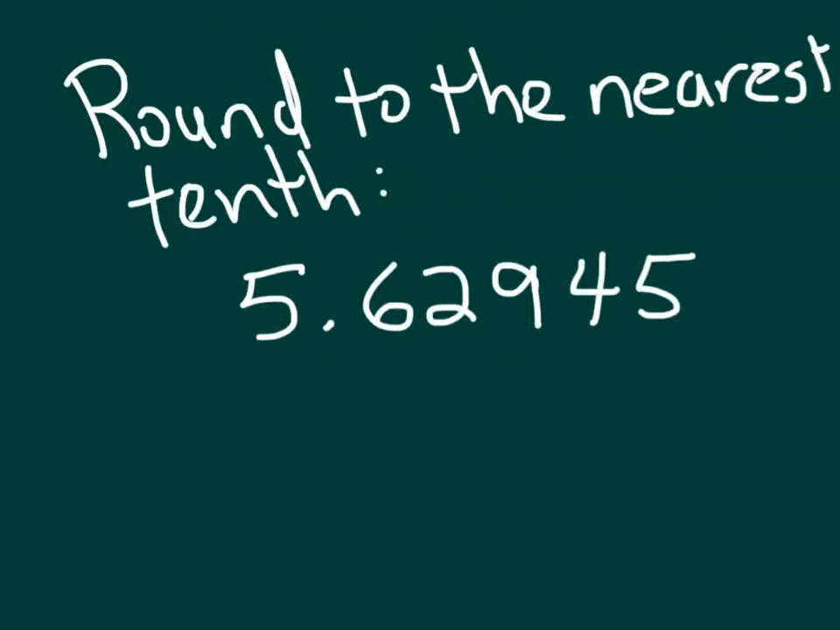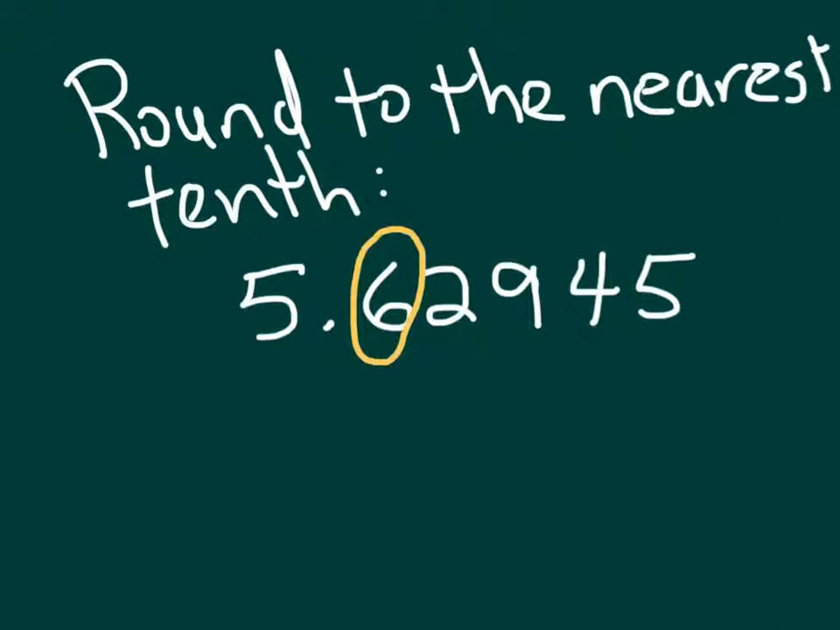Rounding. Suppose you have this number, 5.62945, and you're being asked to round it to the nearest tenth. So the first step is to identify which digit represents the tenth place. And that would be the first digit just to the right of the decimal point. So your decision always with rounding is that digit: are you going to keep it the same or round up? It's just one of those two.